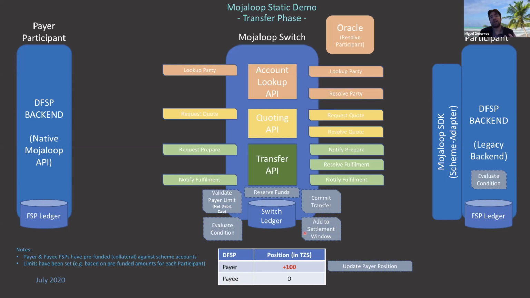and we also add that transfer to a settlement window. So basically, at any one time within the Mojaloop switch, there is one settlement window that is active. There can only be one settlement window that's active. And whenever transfers are concluded or committed, that transfer is added to a settlement window. It's up to the switch to manage when a settlement window is closed, and when a settlement window is closed, the new one will automatically be generated and opened. So new transfers can come in.